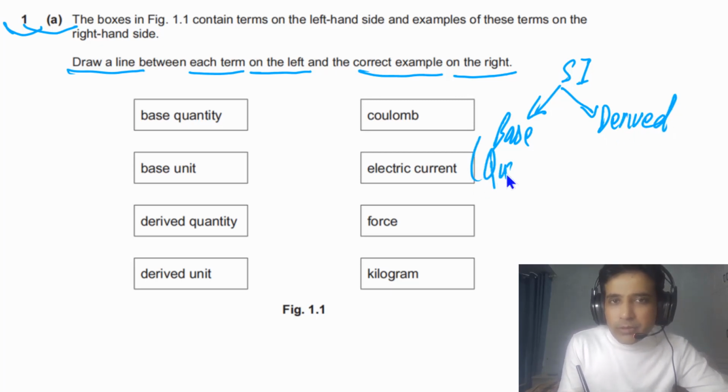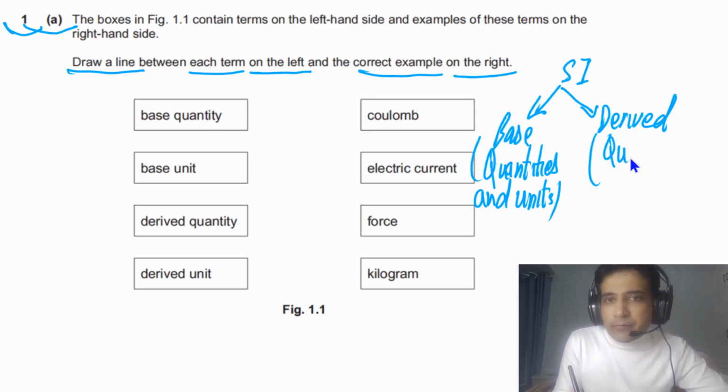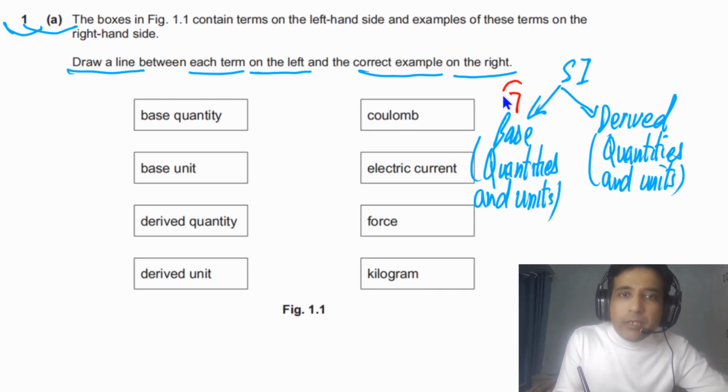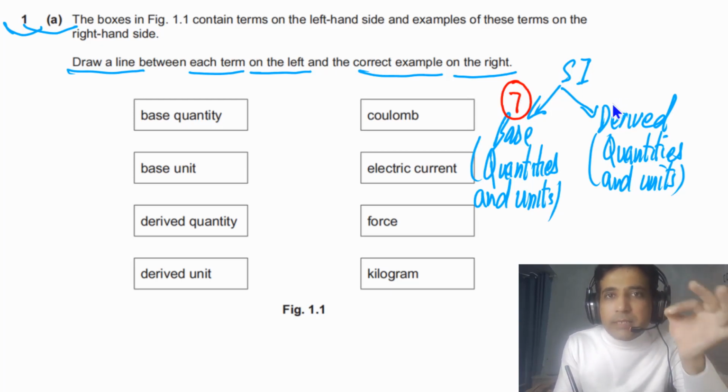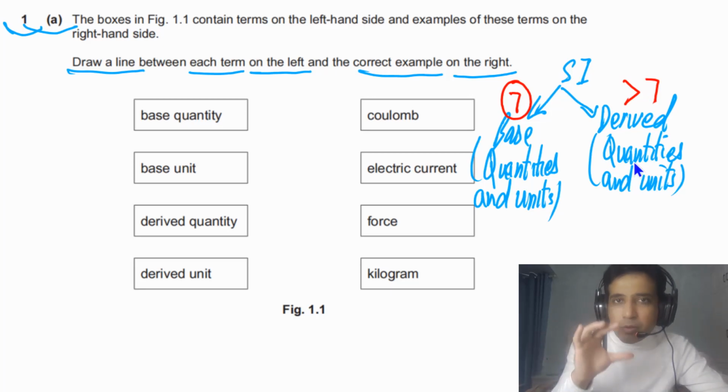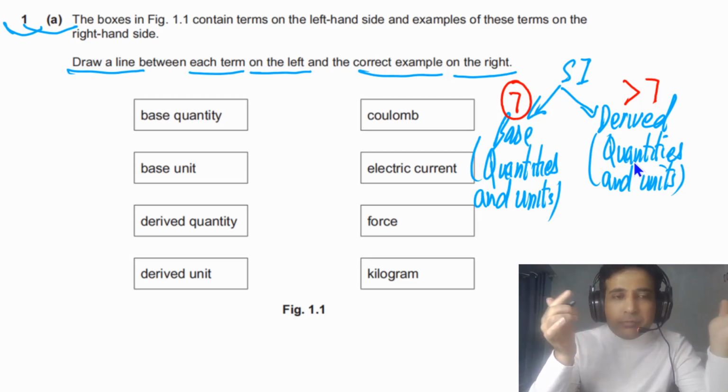So we can also write here, we have base quantities and also we have base units. Then also we have derived quantities and units. But we need to be very clear about this one. We have only 7 base quantities and base units, but we have much more than 7 derived quantities and units. So it's very important. We have greater than 7 derived quantities and units, meaning much more than 7. If this point is clear to you, now we can simply answer this question.